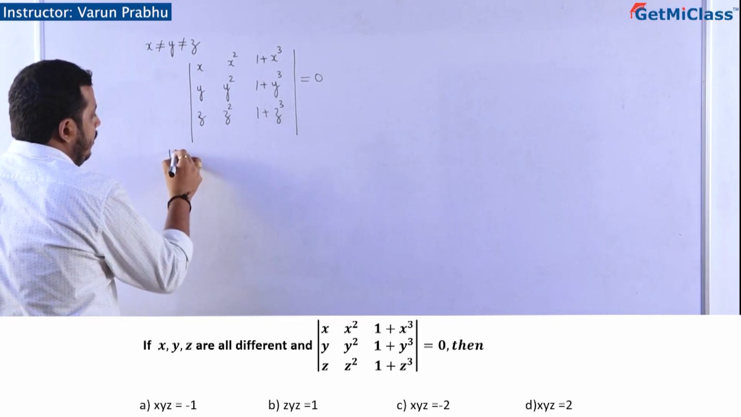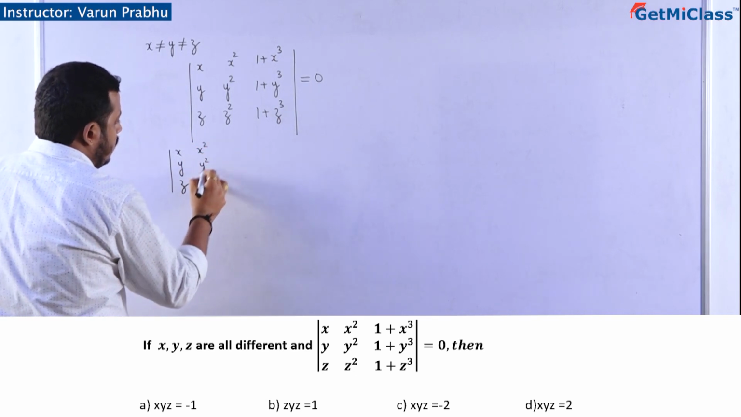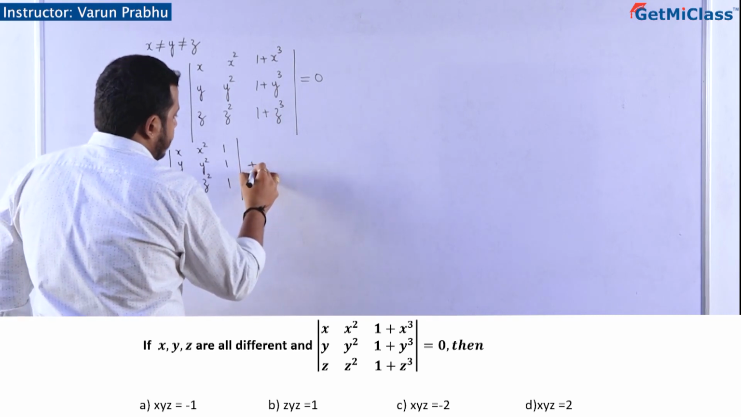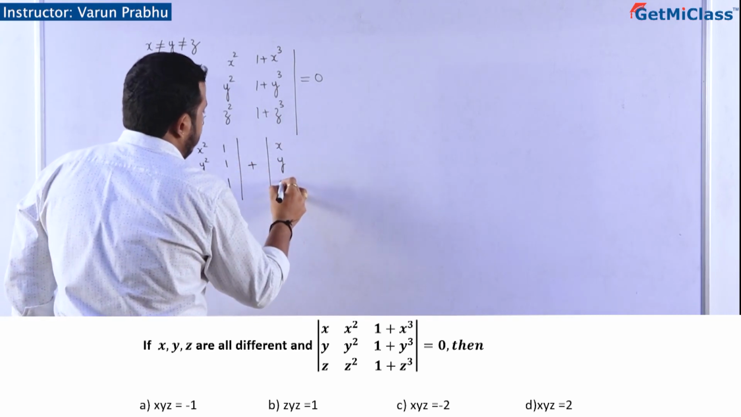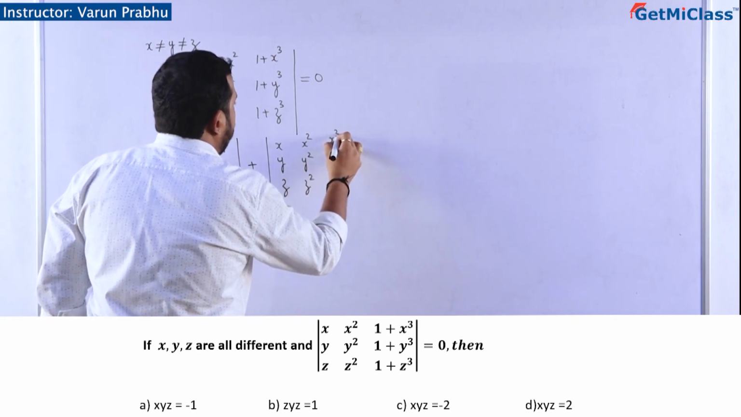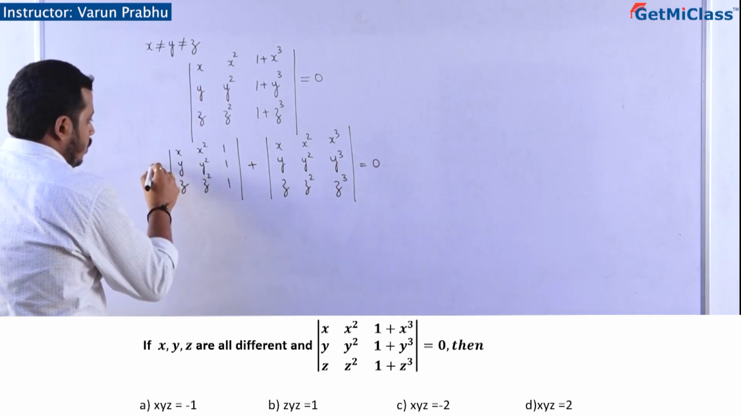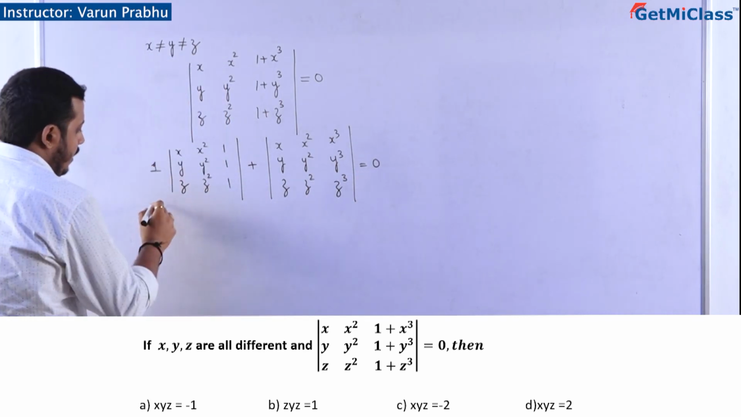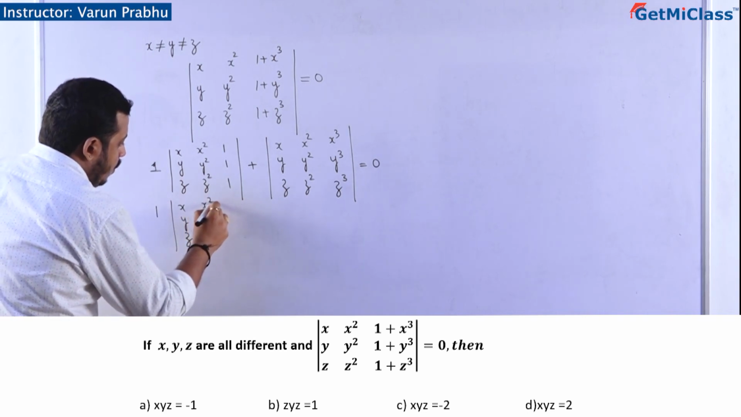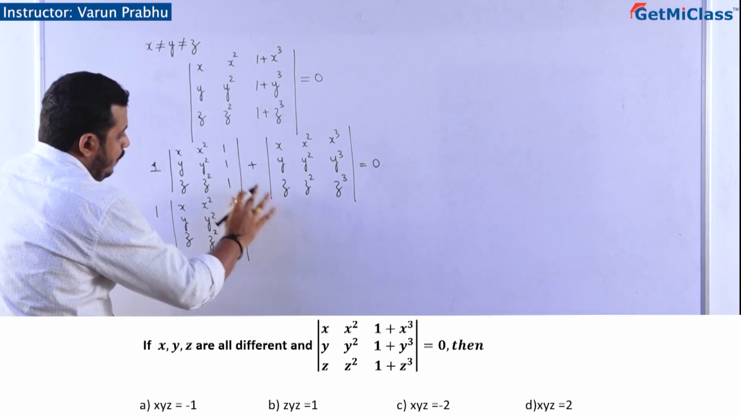According to the property of a determinant, we can now split this determinant: x, y, z, x square, y square, z square, and then 1, 1, 1, plus x, y, z, x square, y square, z square, and then x cube, y cube, z cube. Is it right? This value will become equal to 0. So when nothing is there outside, this number is 1, right? 1 into determinant of x, y, z, x square, y square, z square, and then 1, 1, 1.